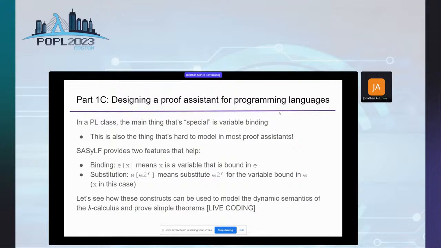And so you can read the literature on all the different ways you can encode variables, right? I admit to not being an expert on this because I'm spoiled by SASyLF and Twelf and so on. But there's a lot of choices, and they all have trade-offs, and they're all a little bit complicated. I think you can teach them, but there's a cost. So we try to reduce that cost. SASyLF provides two features that help.